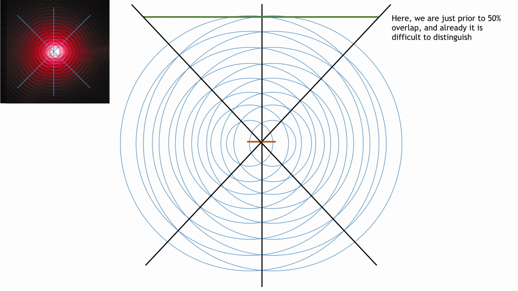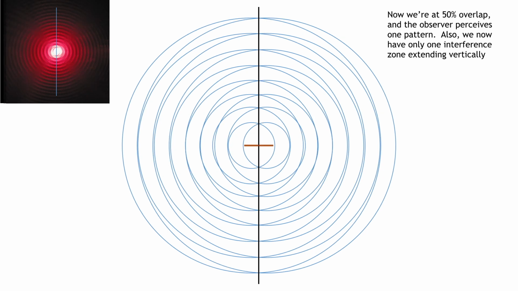So now let's overlap them a little bit more, and you get this. So now we're at 50% overlap between the two central disks, and the observer perceives one pattern. Also, we now only have one interference zone extending vertically. So if you look in the upper left, you cannot resolve the central disks as two essentially anymore. We have one constructive interference pattern vertically, and the object has become one, and one is missing.